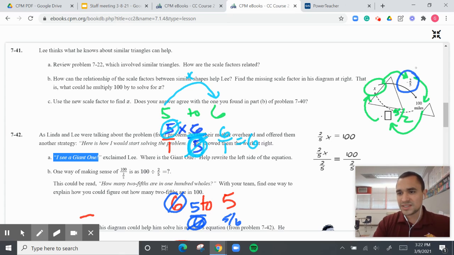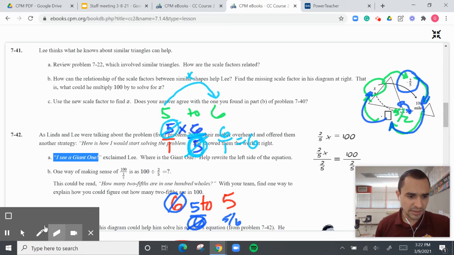So I have 2/5 here to get to 100. Well, from 100, how do I get back? I have to flip the fraction to 5 halves, and then that will give me x. So 100 times 5 halves gives you x, and that's why we do that.